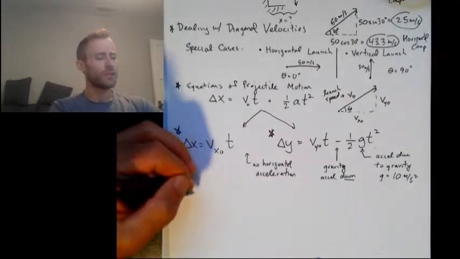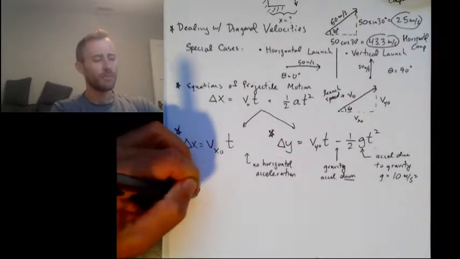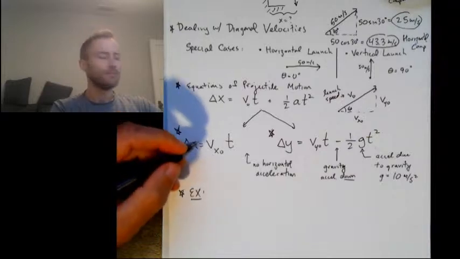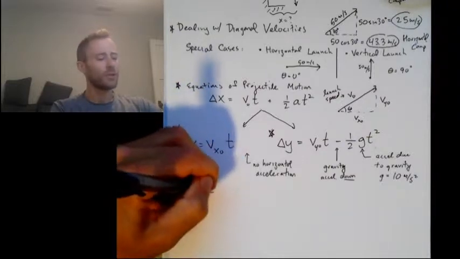So the first example that I want to do is horizontal launch off a cliff.